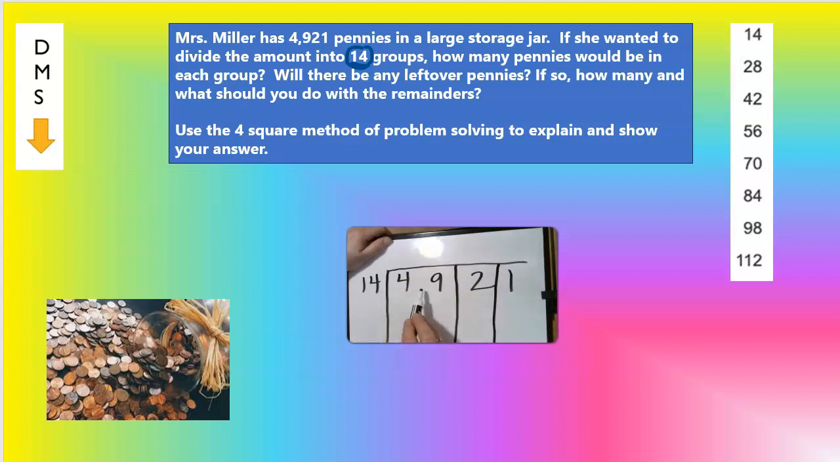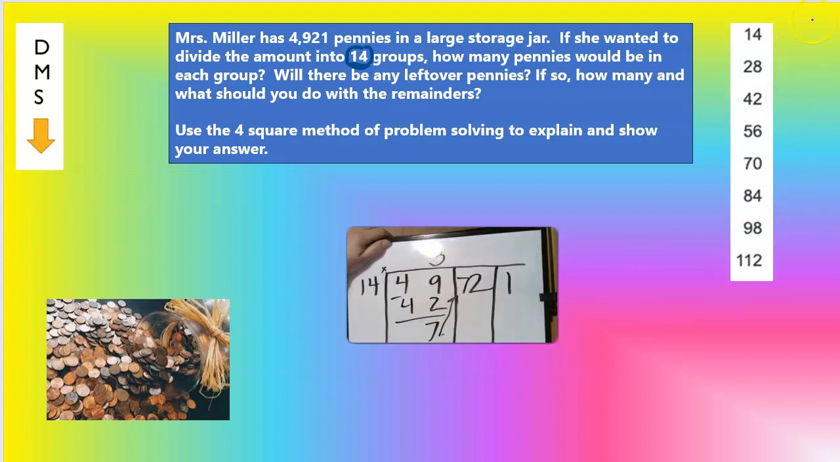So 14 goes into 49. 1, 2, 3 times. Got it. That's my division step. Multiply. 3 times 14 equals 42. Subtract. Bring up the 7. So now I have 72 divided by 14, which I have my 14ths over here to the side, is 5. 5 times 14 equals 70.